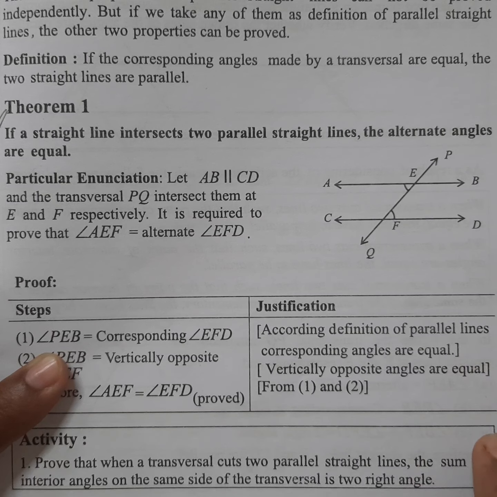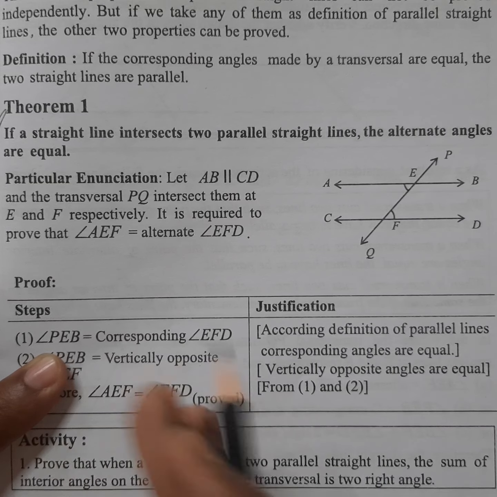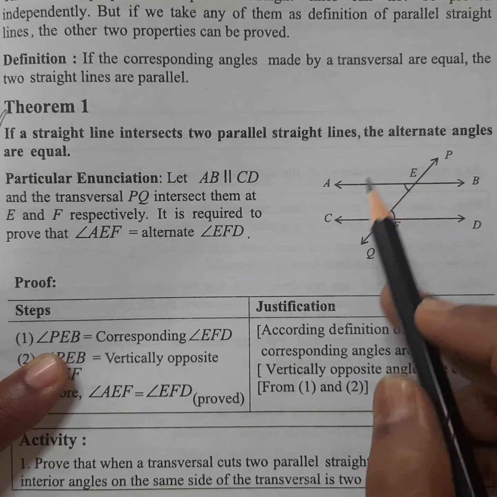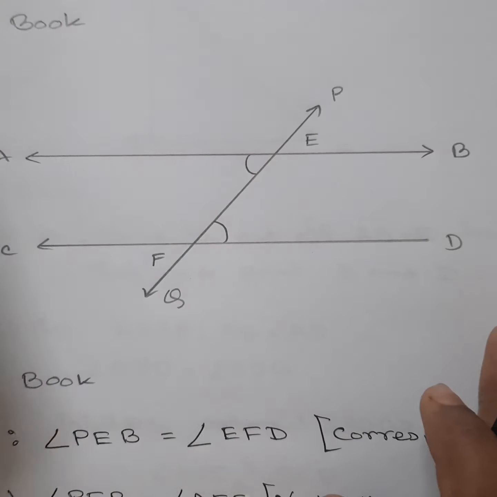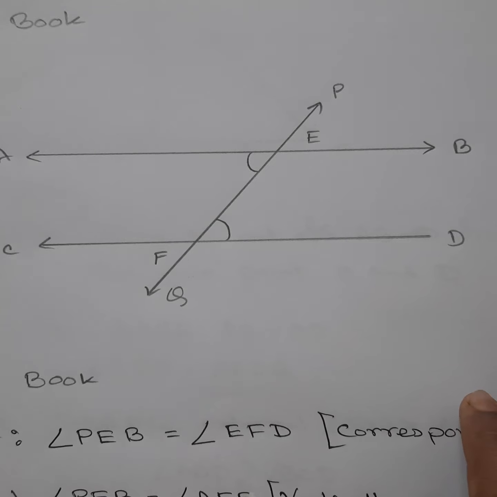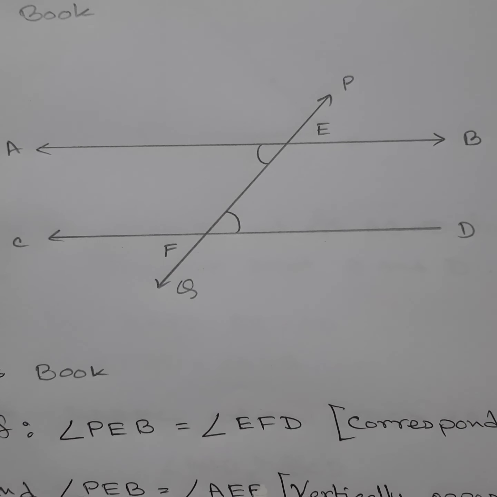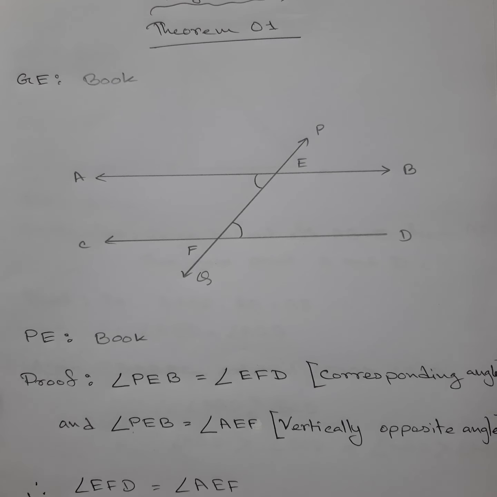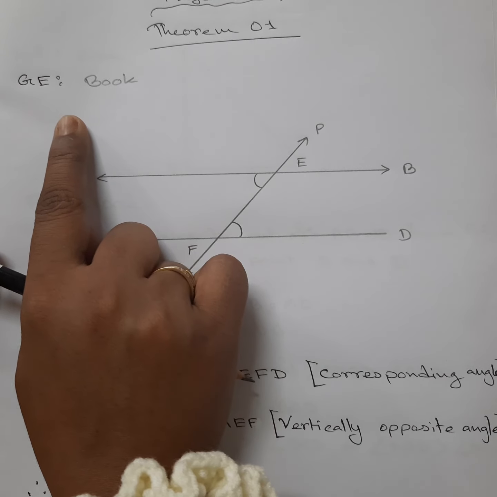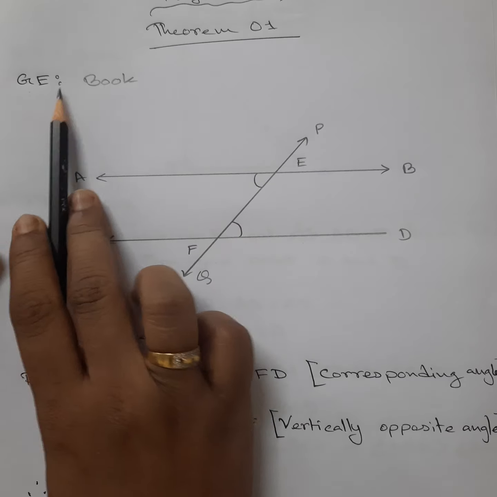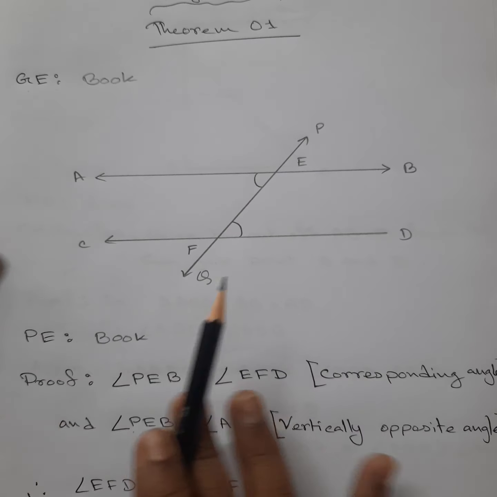This one we are going to prove. At first we are going to draw the figure, which I have already drawn over here. You can see that. I have adjusted the zoom. Now the first part we are going to write is the general enunciation from the book. I am not writing it for now.